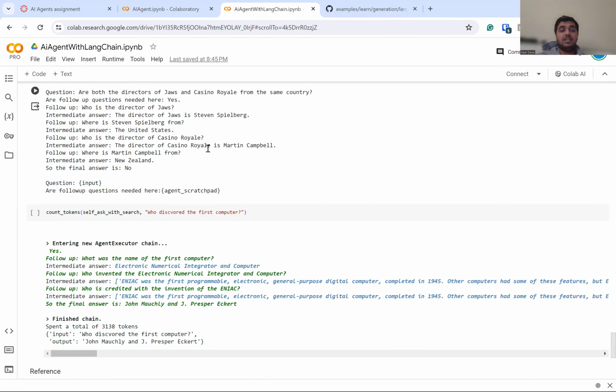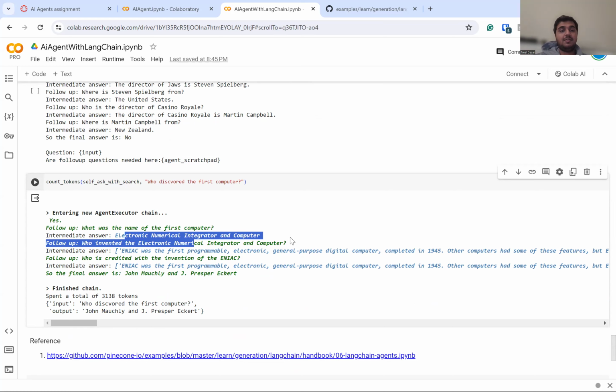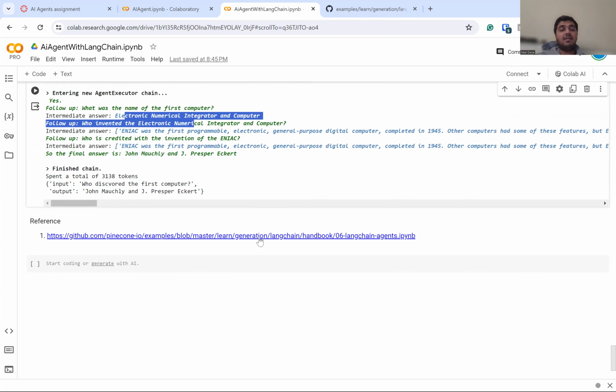Now let's see who invented the first computer. Now, entering the agent executor chain, follow up: what was the name of the first computer? Who invented it? So the name of the first computer was this, and who invented it, this. You can see it is asking itself questions and coming to the conclusion, and finally you get that John Mauchly and J. Presper Eckert invented the first computer.